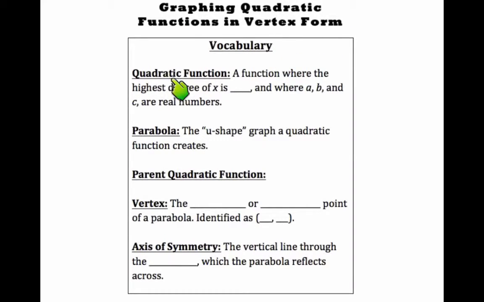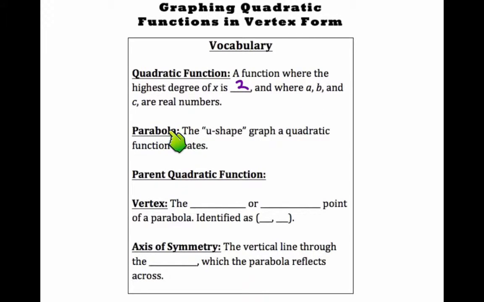So, quick vocabulary, a quadratic function is a function where the highest degree of x is 2. So, the highest exponent that you have is an x squared. And where a, b, and c are real numbers. Also, a can't be 0. Remember that, because if a were 0, we would end up with a linear function.